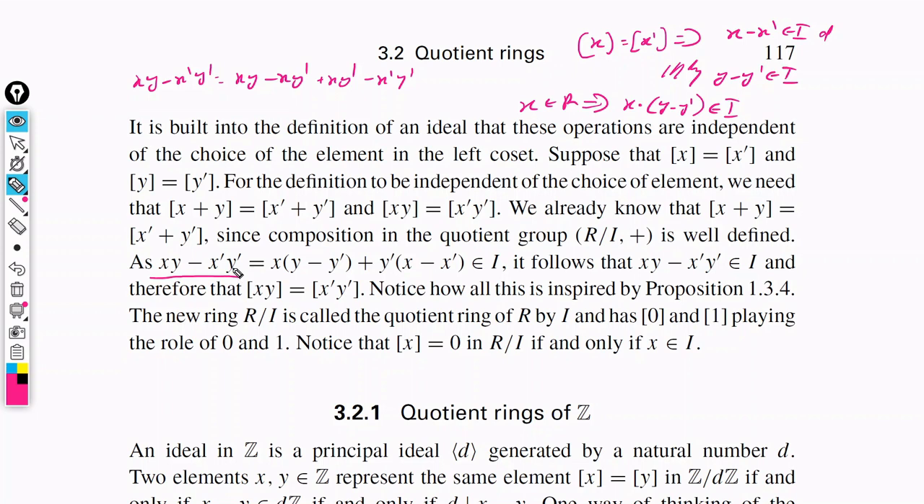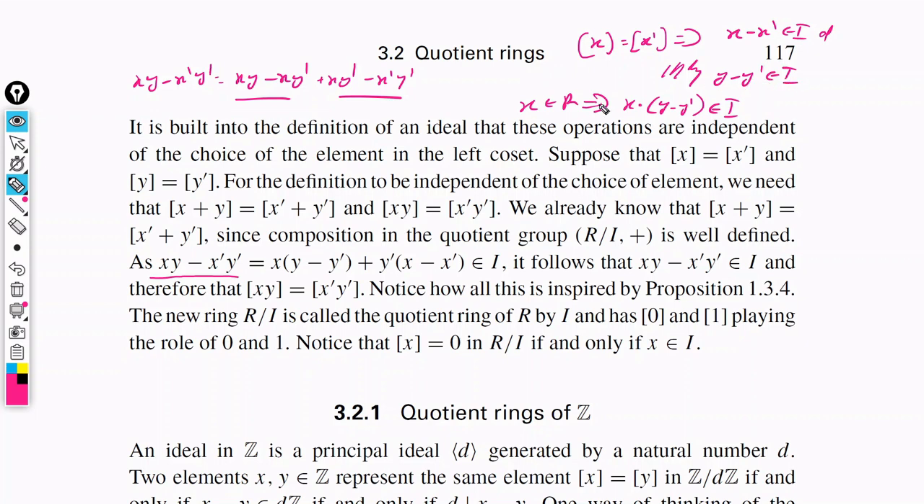Consider xy minus x dash y dash. We just subtract x y dash and add x y dash and just rearrange. After the rearrangement, this is equal to x into y minus y dash plus y dash into x minus x dash. Also, we already assume that coset x is equal to coset x dash. So, two cosets are the same only when x minus x dash belongs to I. Similarly, y minus y dash belongs to I.